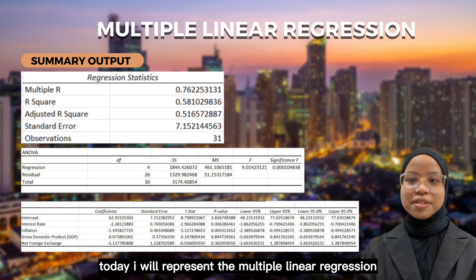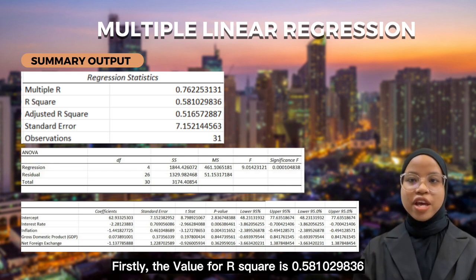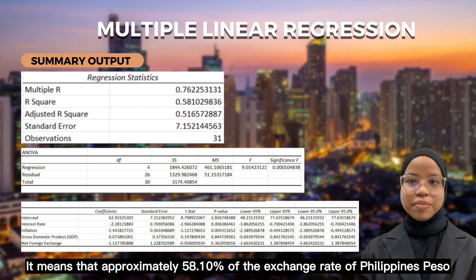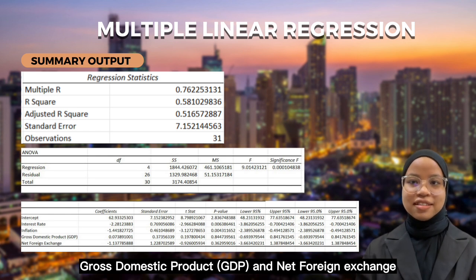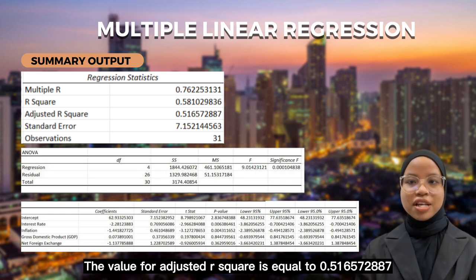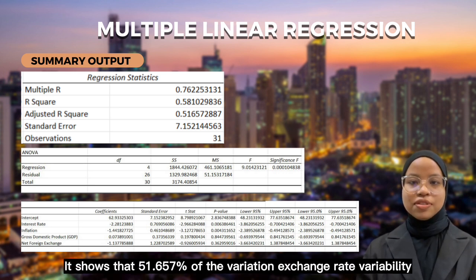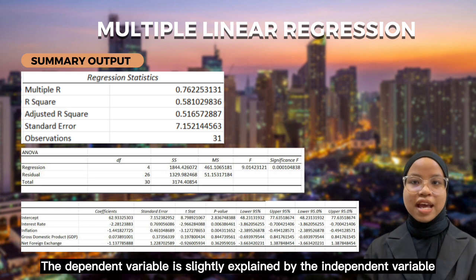Today I will present the multiple linear regression. Firstly, the value of R square is 0.5810. It means that approximately 58.10% of the exchange rate of the Philippine peso is explained by the interest rate, inflation, gross domestic product, and net foreign exchange. Next, the value of adjusted R square is 0.51657. It shows that 51.657% of the variation in exchange rate variability in the dependent variable is likely explained by the independent variables.